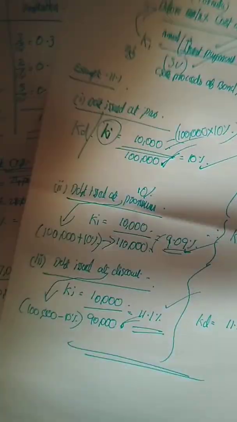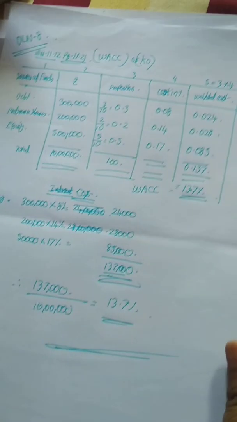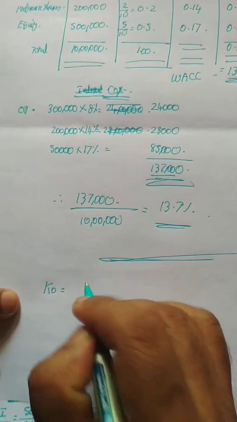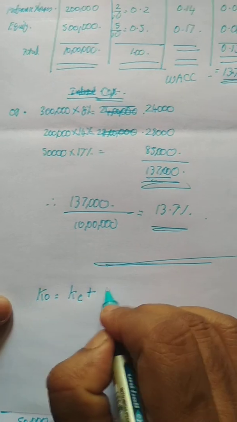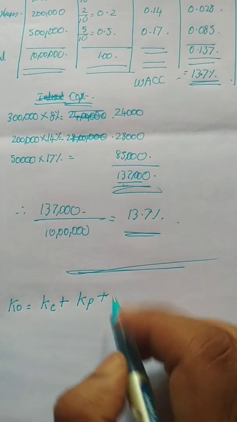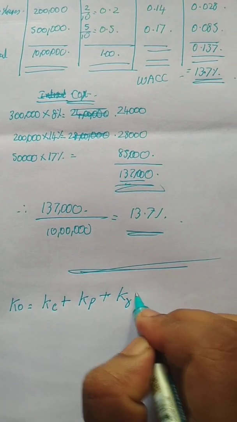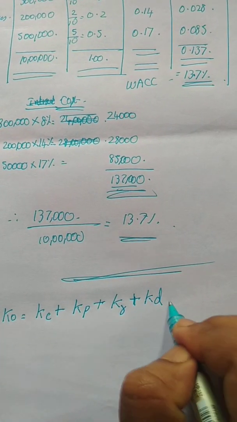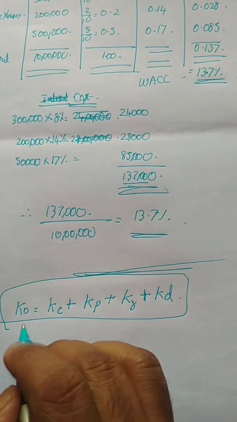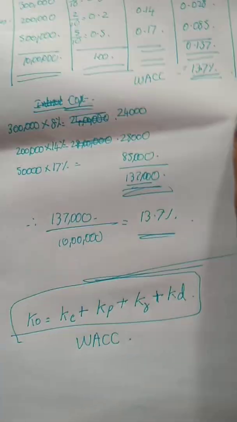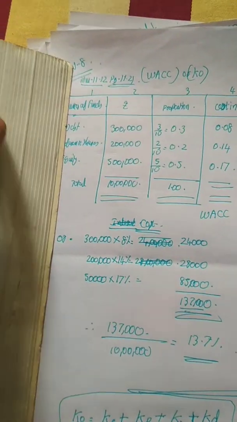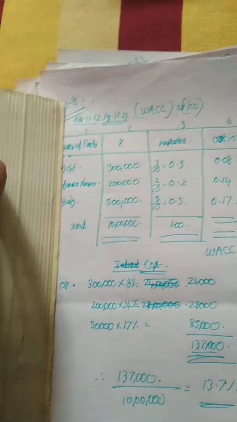In the next part, I will be taking weighted average cost of capital, and thereby I will wind up the portion. As I told, KO is equal to KE, which we had studied, cost of equity capital, plus KP, cost of preference capital, plus KR, cost of retained earnings, and KD. So this is cost of capital, also known as weighted average cost of capital. When we know about the different proportions of investment, it is easy to learn about weighted average cost of capital or overall cost of capital.